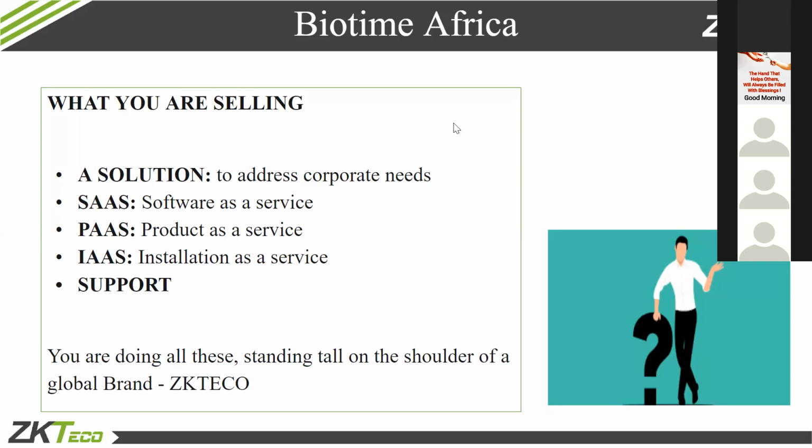We are doing all this standing on the shoulders of a very big brand, ZKTeco. Josh has explained a little about what our company is worth, with over 30 subsidiaries and over 60 branches in terms of presence in other places across Africa. This is a big brand, a global brand, a multinational brand for that matter. We are standing on the shoulders of this company to provide all these solutions, software, product, installation, training, and so on and so forth for your prospective customer.